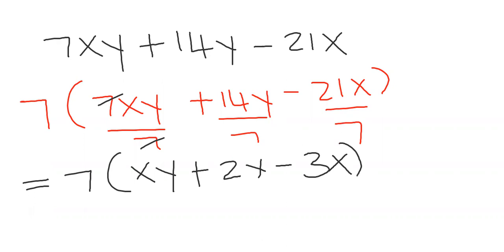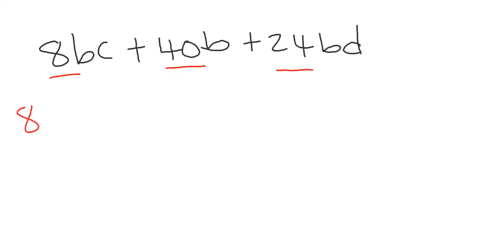Then the last example, we do the same thing. We now have 8bc plus 40b plus 24bd. Start off by looking for a factor of 8, 40, and 24: a number that can divide 8, a number that can divide 40, and a number that can divide 24. So that number is 8.